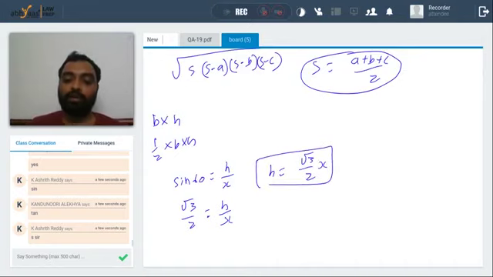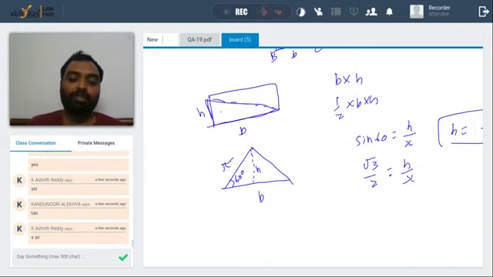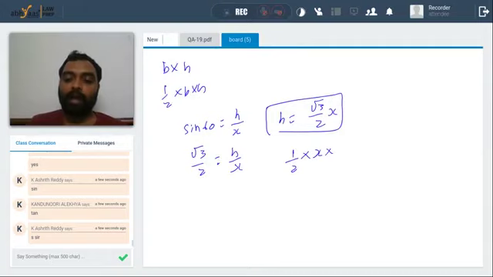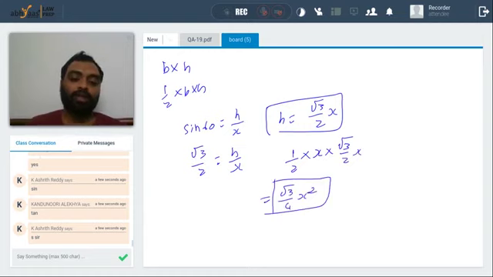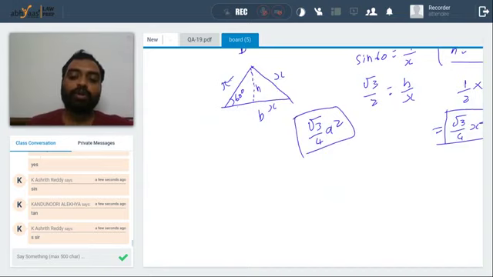From here, I'll put this one into this formula. Since it's an equilateral triangle, if this is x, this base also will be x, this also will be x. So half, base is nothing but x, height is nothing but root 3 by 2 x. That is nothing but root 3 by 4 x squared. Equilateral triangle. That's all. If I have a side of an equilateral triangle, it is very, very easy for me to find the area with the formula, that is root 3 by 4 a squared. This is what you see in books. Root 3 by 4 a squared.